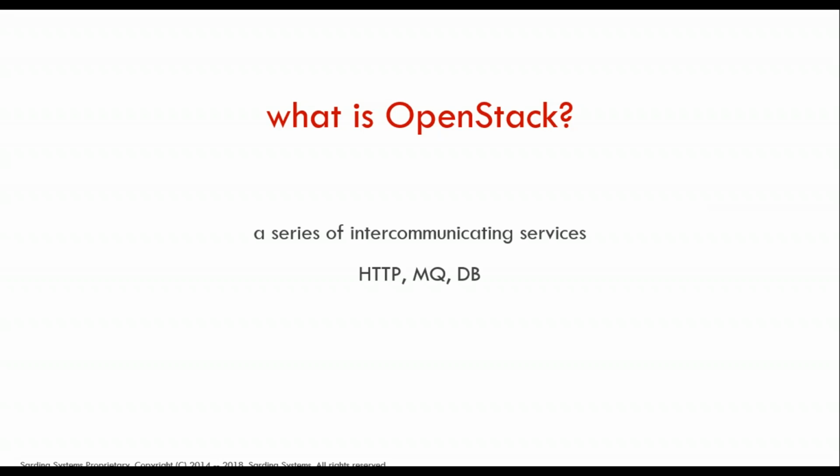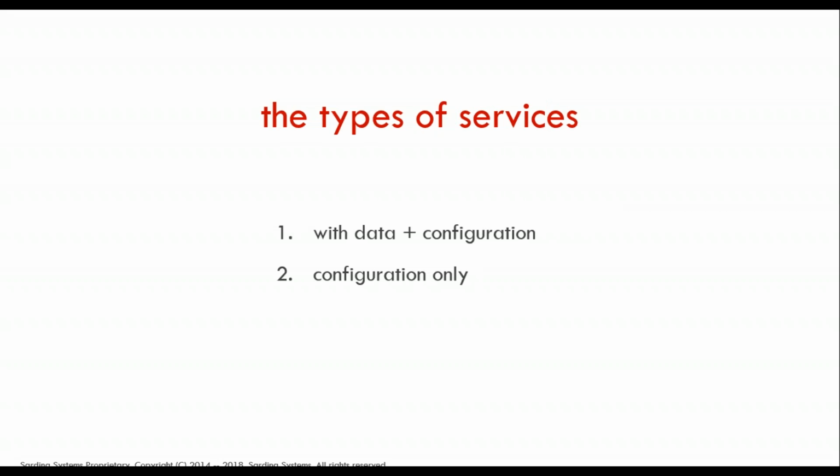Let's take a step back. Let's look at what is OpenStack. In essence, OpenStack is a series of intercommunicating services. It's got HTTP, MQ, databases, and that's about it. Not much more. And then when we look at the services, there are two types of services: services with data and configuration versus services that are configuration only.